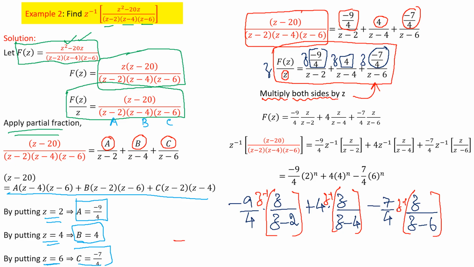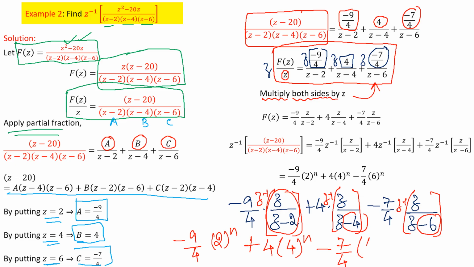So the final answer is going to be minus 9 by 4. This z by z minus 2 is nothing but 2 to the power n, plus 4. Here we have z by z minus 4, so it's going to be positive 4 to the power n. Then we have minus 7 over 4. In the denominator, I have minus 6, so I can write 6 to the power n. So my final answer is minus 9 over 4, 2 to the power n, plus 4 times 4 to the power n, minus 7 over 4, 6 to the power n.